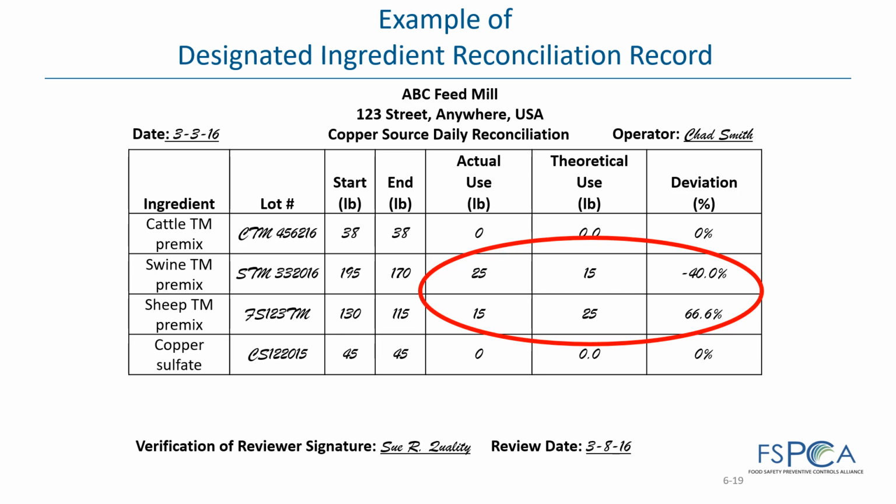At some point he got those bags mixed up throughout the day, and now our percent deviation on our swine mineral premix is 40%, and Chad Smith has definitely made adulterated food there by putting too much swine mineral premix into our sheep feed. So that's just another example of a monitoring record that could be used as an indicator that corrective action needs to take place.